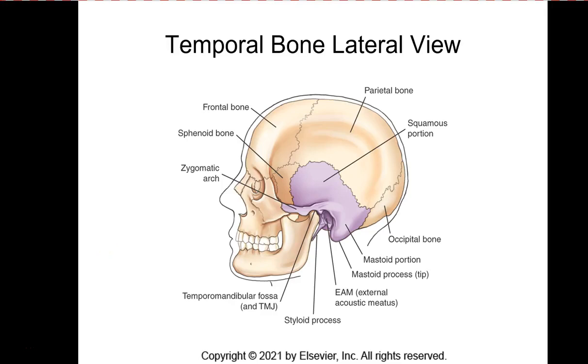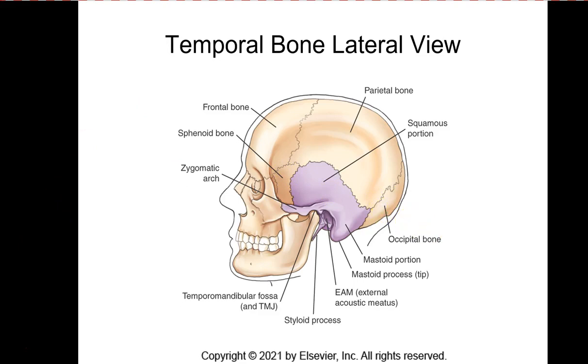Welcome to part 2 of skull anatomy. In part 2, we are going to focus on the temporal bone. The right and left temporal bones are very important structures in the cranium because they house the organs of hearing and balance. And as you can see from the drawing, the temporal bone lives in between the sphenoid bone, which is anterior, and the occipital bone, which is posterior.